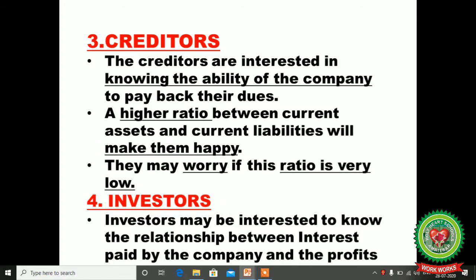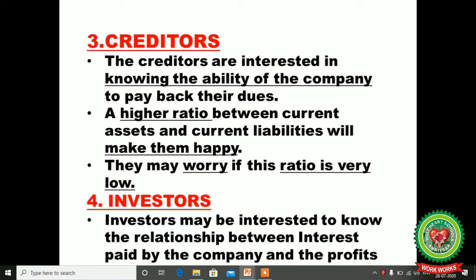The next user, creditors. Yes, creditors know the ability of the company with the help of the different ratios available in the company. A higher ratio between the current assets and current liabilities will make them happy, because it means that your current assets are more as compared to your current liabilities. If higher, then all the creditors feel happy. If not satisfactory, meaning not a higher ratio, then they are all in worry. Why? The reason for them is that it is quite difficult to receive the pending amount from the company.